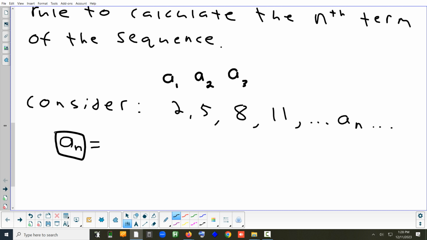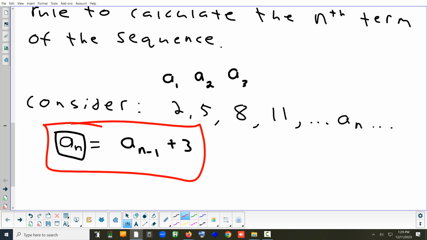We're looking for the term in sequence A that's in the nth spot. What do you think is 1 before the nth spot? Just n minus 1. So this represents the one before the one we want. And you take the one before the one we want and add 3. Yeah, so that is a pattern that will work.